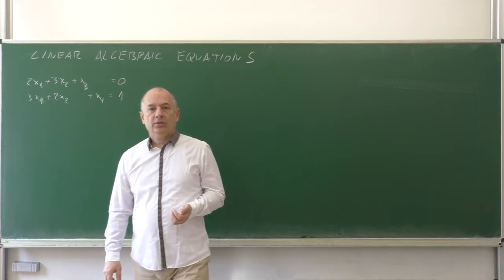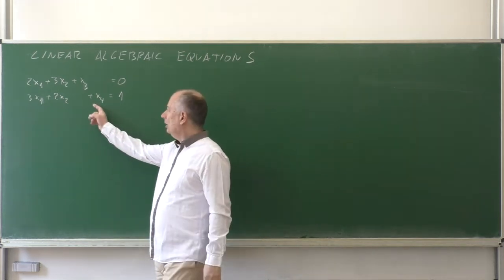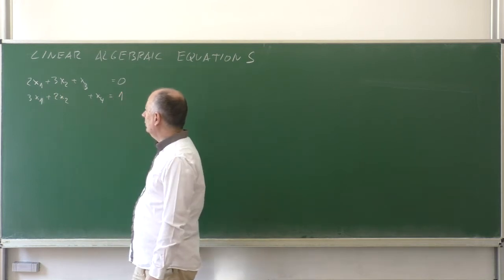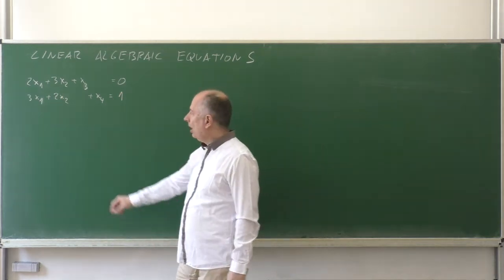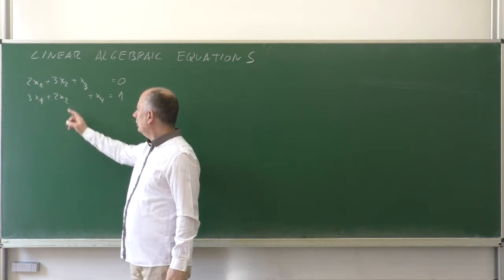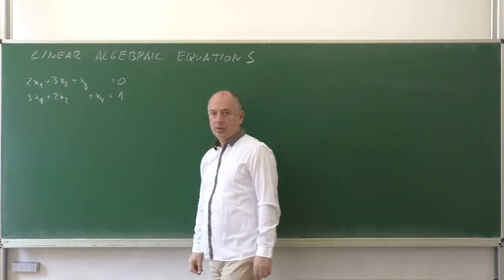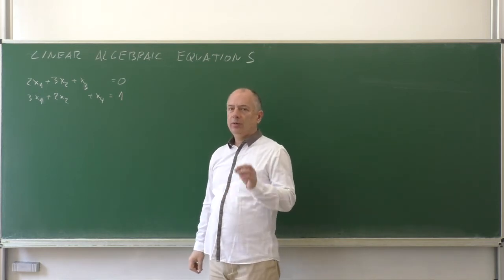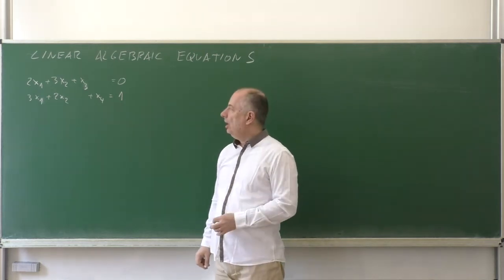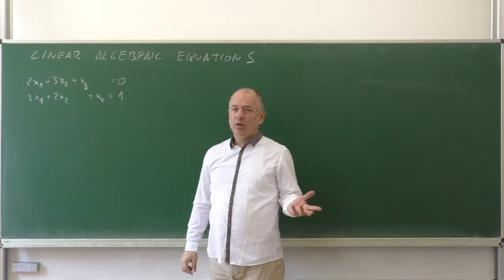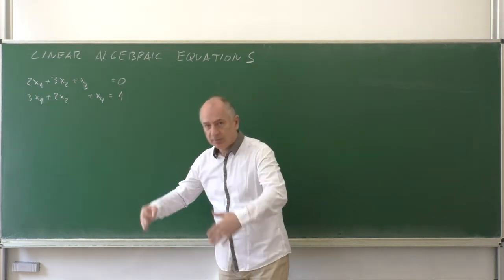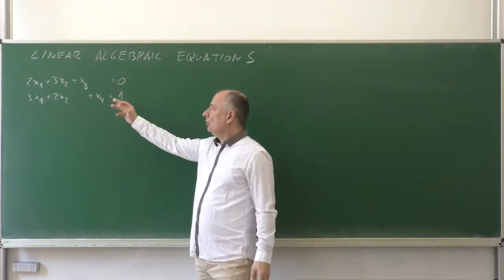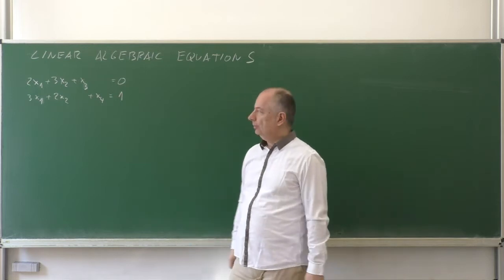As an exercise, consider the following system of two linear algebraic equations. 2x1 plus 3x2 plus x3 is 0, and 3x1 plus 2x2 plus x4 is 1. If we have two or three unknowns, we usually denote them xy or xyz. If we have four or more unknowns, then xyz stop and the alphabet stops there. Then we usually use x1, x2, x3, x4 and so on.